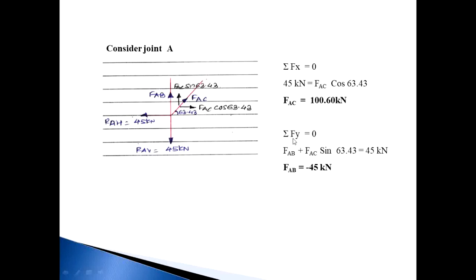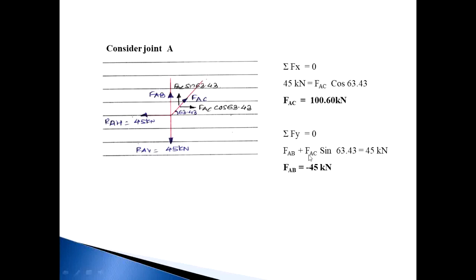In the same way we use summation Fy is equal to 0. Upward is equal to downward. So in this system the vertical forces are FAB, the Y component for FAC, that is FAC sin 63.43, and RAV, which is equal to 45 kilonewton. Out of these three forces, two forces are going in the upward direction and one force is going in the downward direction. Put the upward side on one side and the downward side on the other side. So on the upward side, FAB plus FAC sin 63.43 is equal to 45 kilonewton.